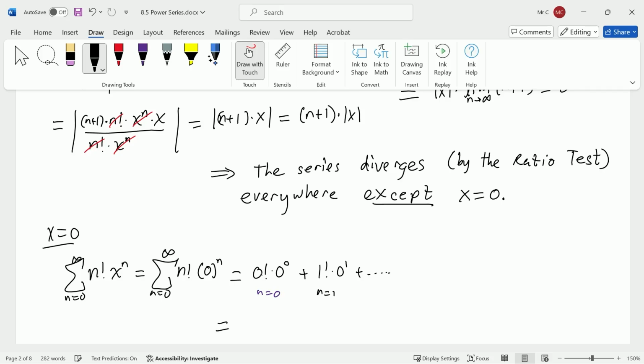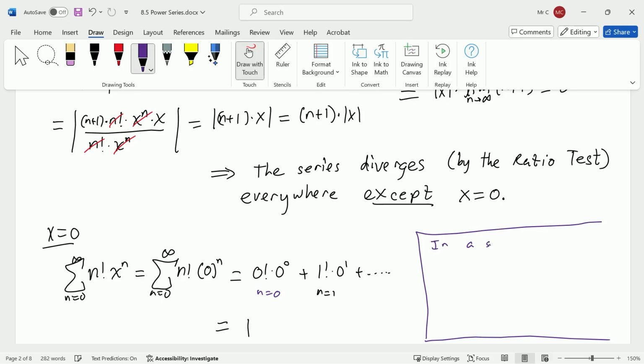And so what do we get? 0 factorial times 0 to the 0 power is 1. Now, that's a little weird, but it's a definitional issue. So we mentioned briefly in a previous video, I believe, that in a series, we treat 0 to the 0 as being equal to 1, even though, in general, 0 to the 0 is undefined.